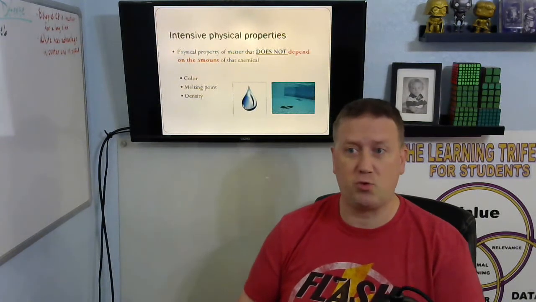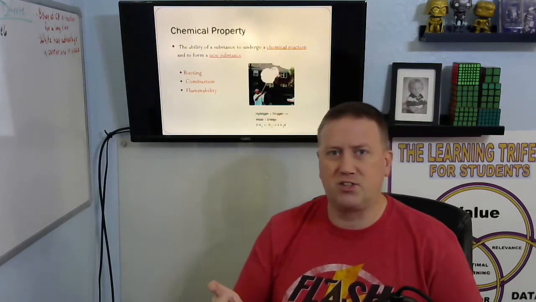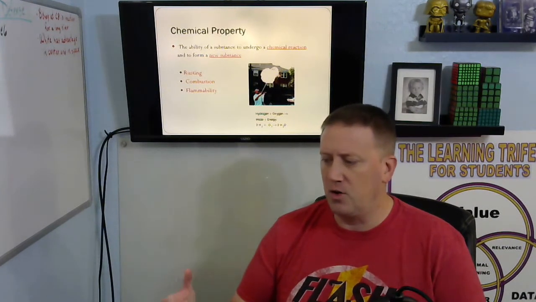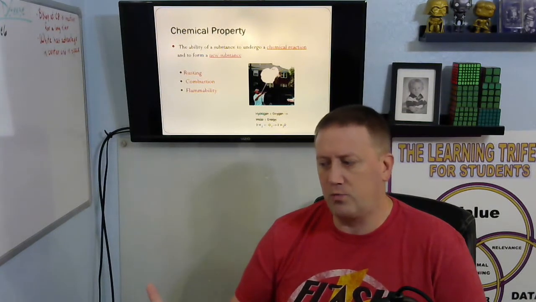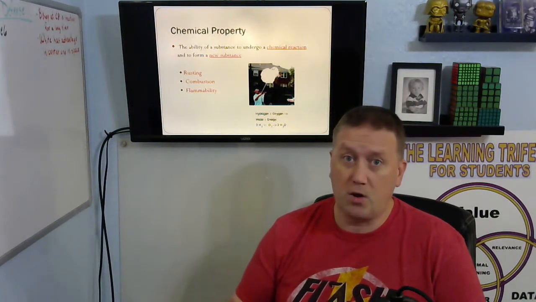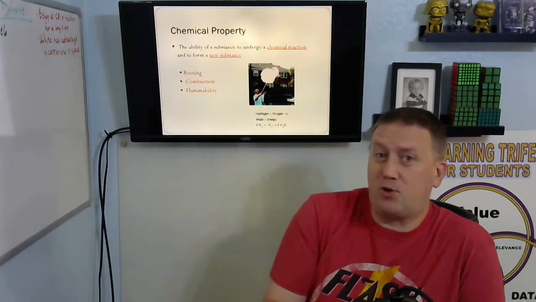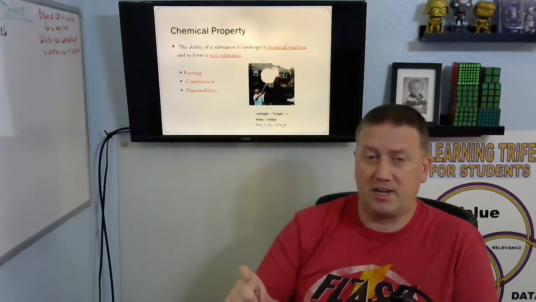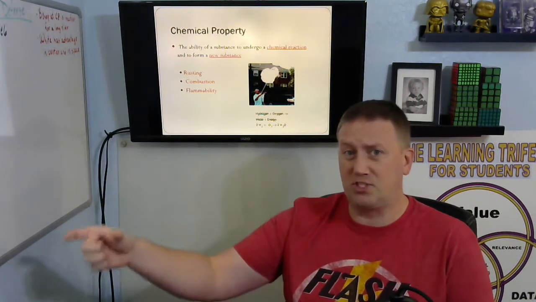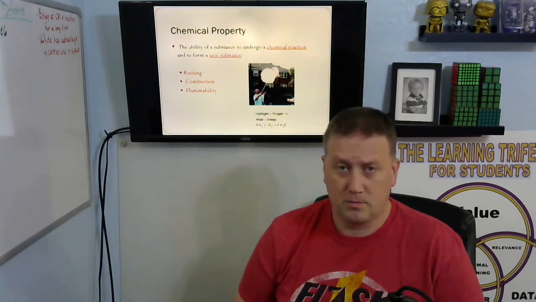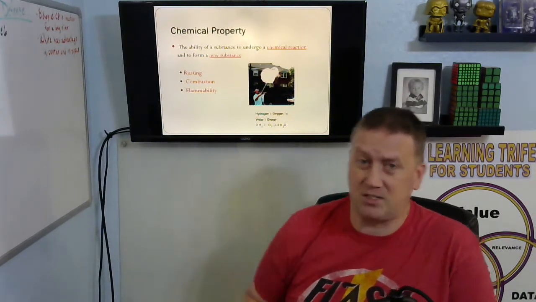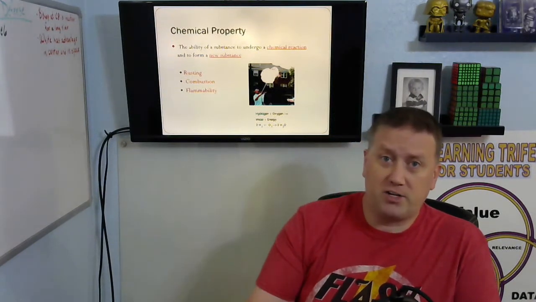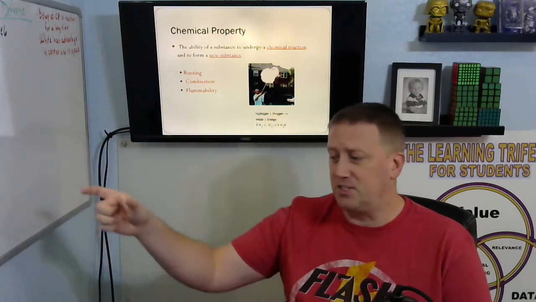So what is a chemical property? Chemical property is the likelihood that a chemical reaction will happen. So when we have a chemical reaction, the thing you have to keep in mind is that a chemical reaction causes a new substance to form. That's the key concept for this video. Chemical reactions, we have new substances that form.